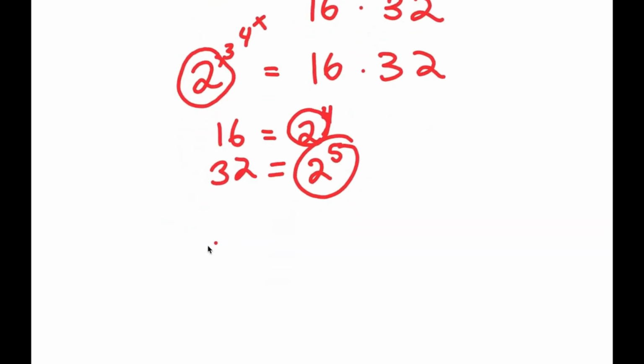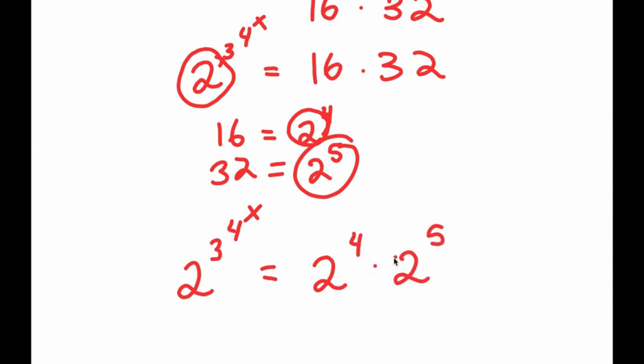So now I can rewrite this as 2 to the power of 3 to the power of 4 to the power of x is equal to 2 to the power of 4 times 2 to the power of 5. Now all my terms are bases of 2.